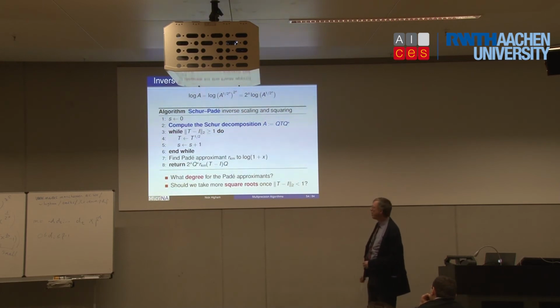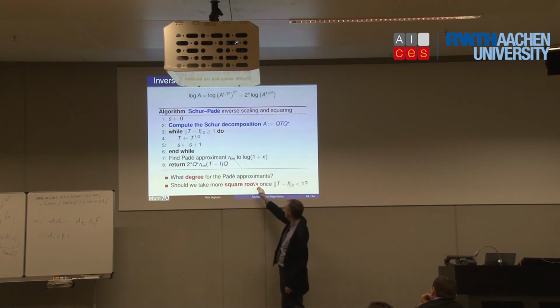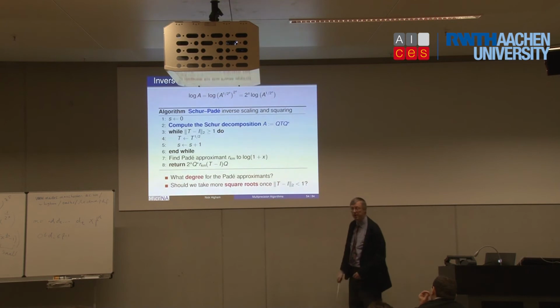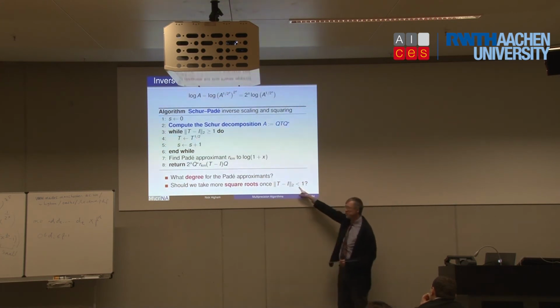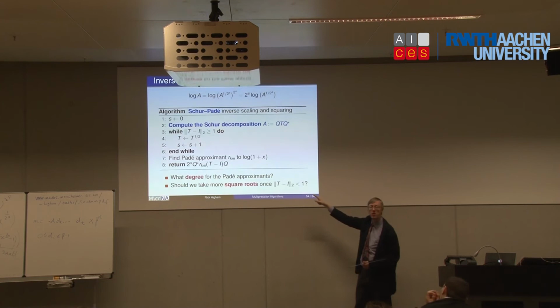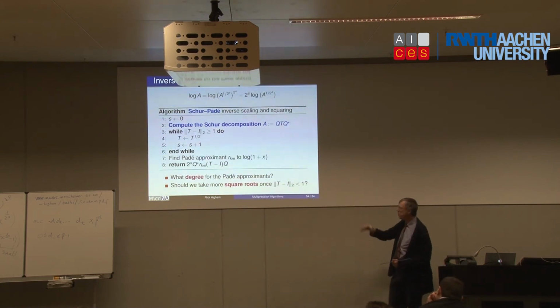So the questions are, what degree should we take for the Padé approximants? How should we choose k and m? And how many square roots should we take? I mean, the while loop stops as soon as the norm is less than 1, but maybe we want to make the norm quite a bit less than 1 so that we can use smaller k and m. So there's some sort of trade-off between taking more square roots but using a lower degree Padé approximant. So how do we make that trade-off?